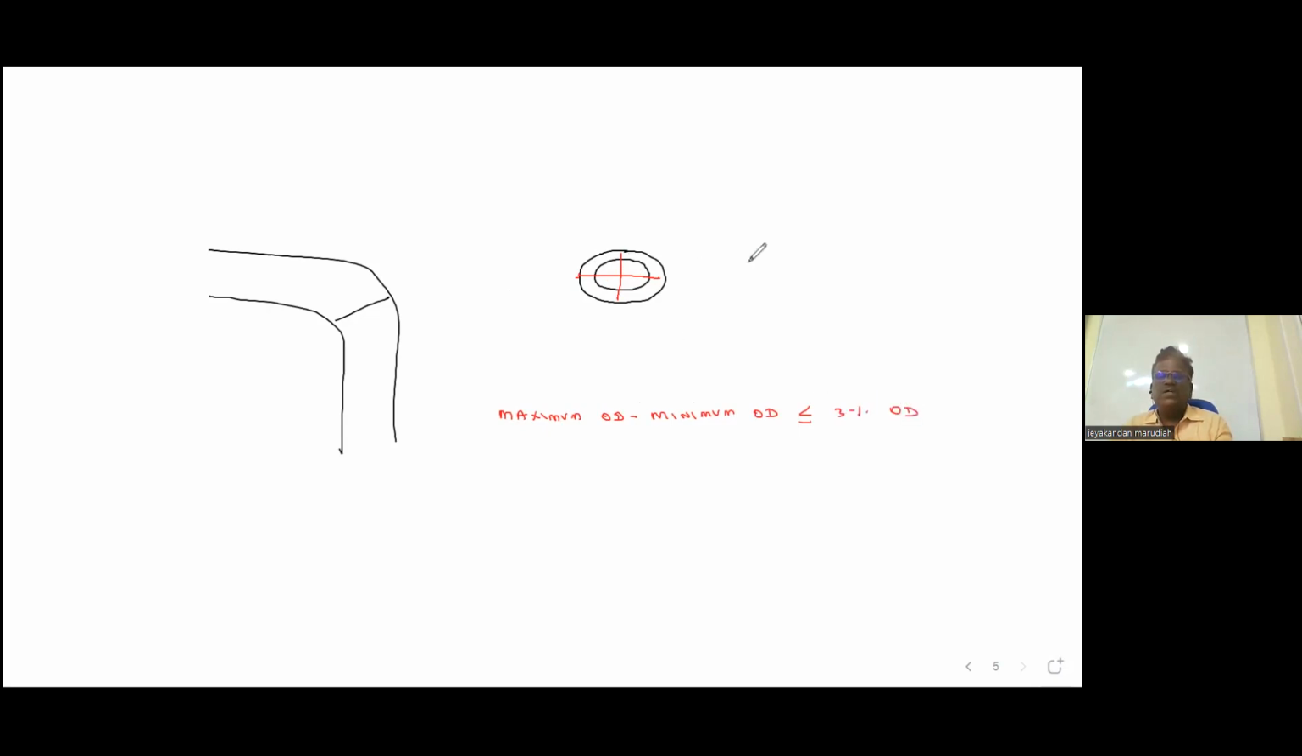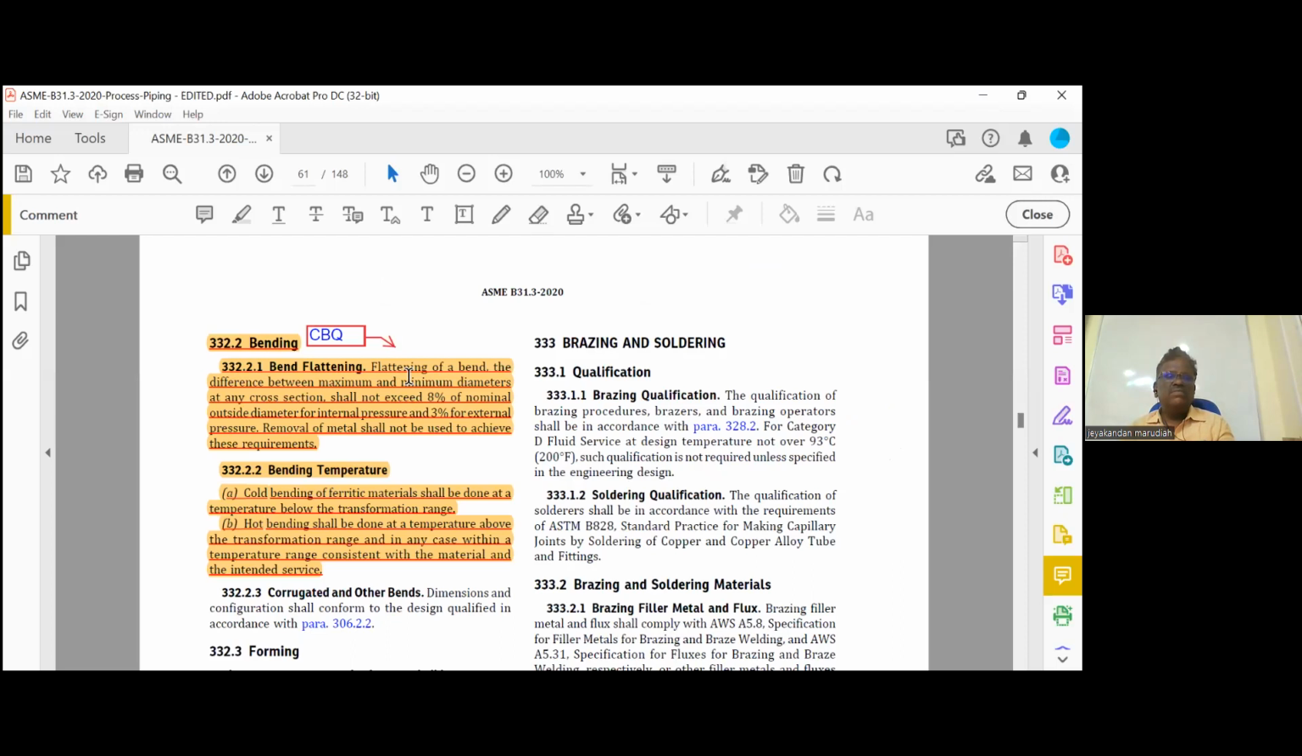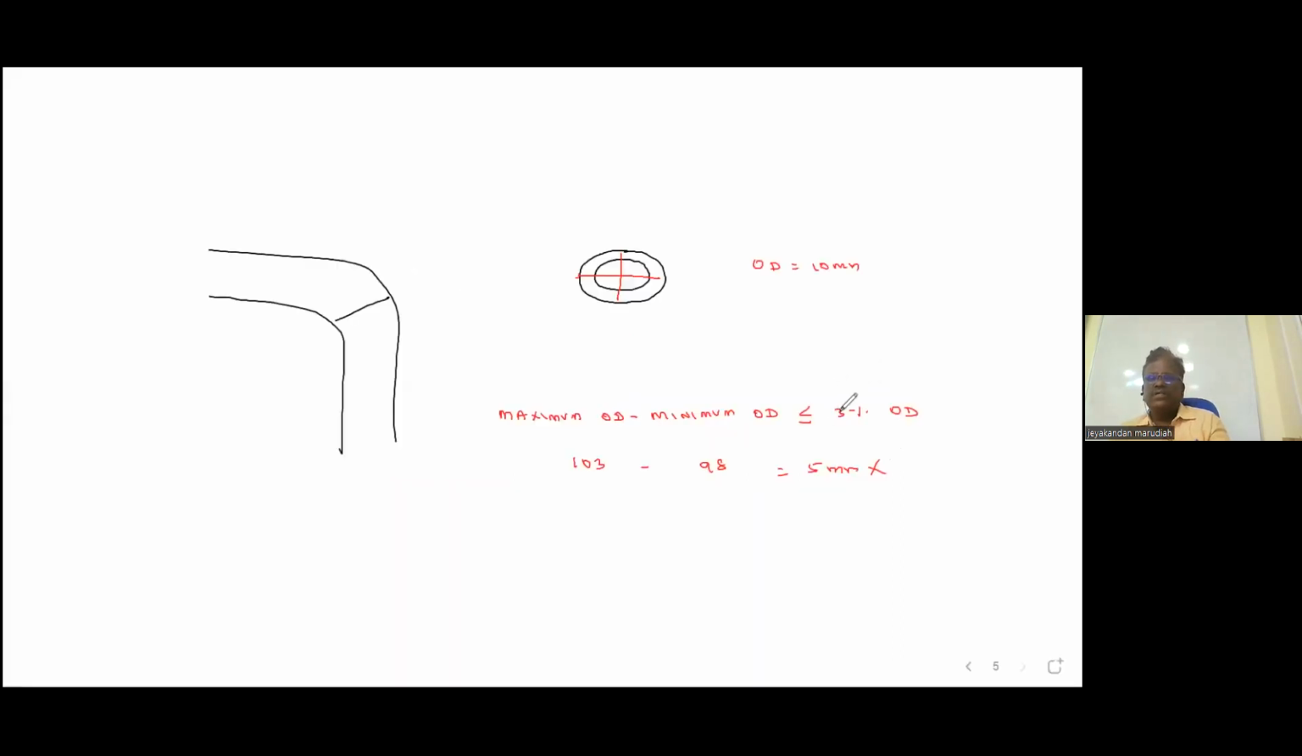Actual OD. For example, OD is say 100 mm. Maximum say 103 mm, minimum say 98 mm. What is the difference here? 5 mm. It is not allowed. 3% means only 3 mm is allowed. This is not important for the exam. Just you should know this requirement. So highlight this one, flattening of the bend. Sorry, it is not 3%, it is 8%. External pressure only is 3%, it is 8% for internal pressure. So 5 mm is allowed.